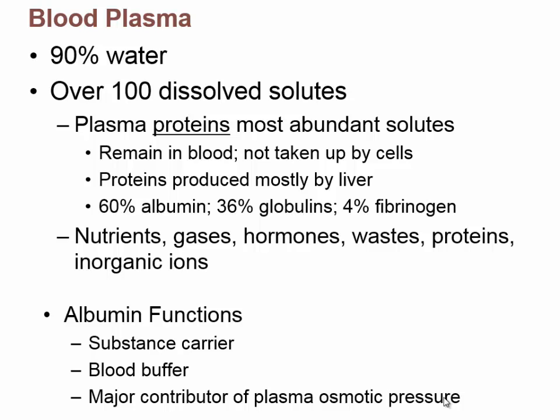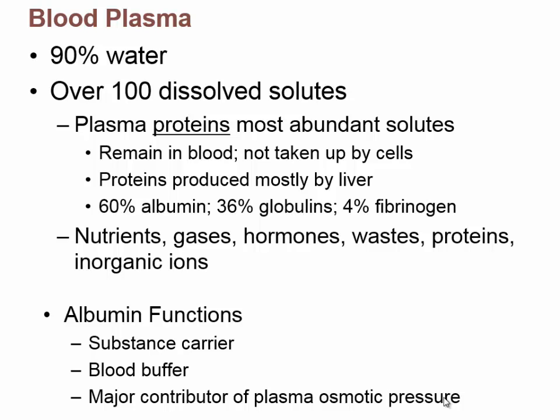Now, the 3 top proteins that you're going to find in that plasma, and the first and the last one are the 2 that they're really trying to harvest because they can sell: albumin, there are some globulins, and fibrinogen. These are the 2 that they want to pay you for, the albumin and the fibrinogen. Yes, there's also nutrients, gases, hormones, waste, other proteins, and inorganic ions.